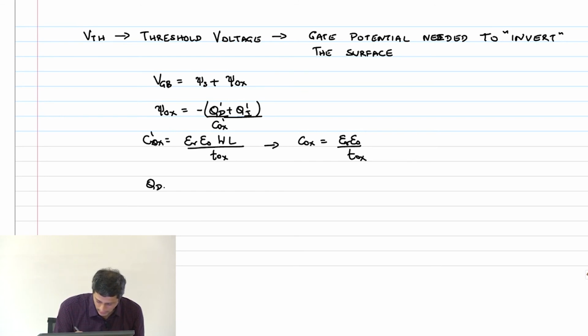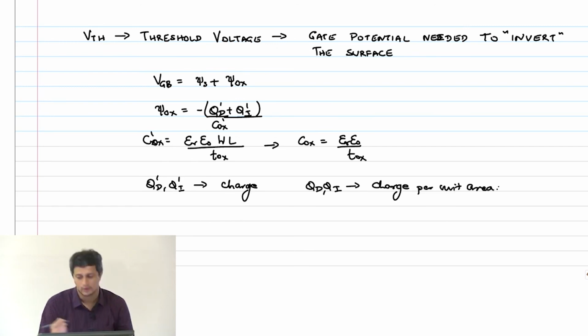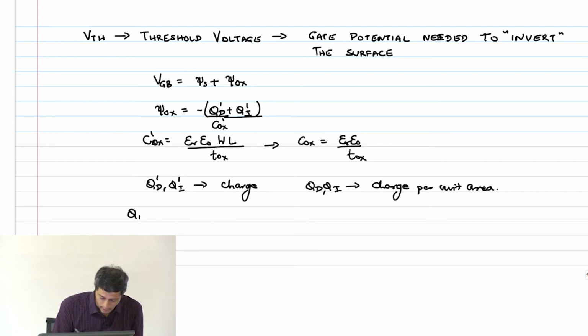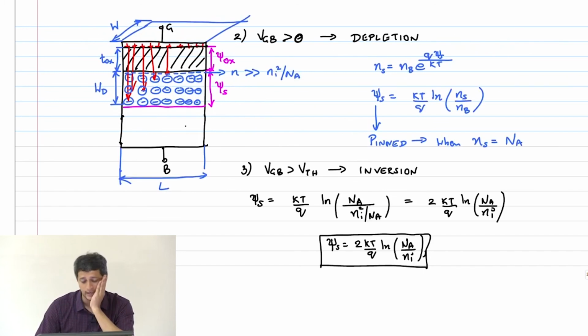Similarly, QD prime and QI prime are basically charge, but QD and QI are charge per unit area. Now how do I evaluate QD prime? QD prime is basically the total depletion charge that is available. QI prime is the total inversion charge that is available. What is QD prime?